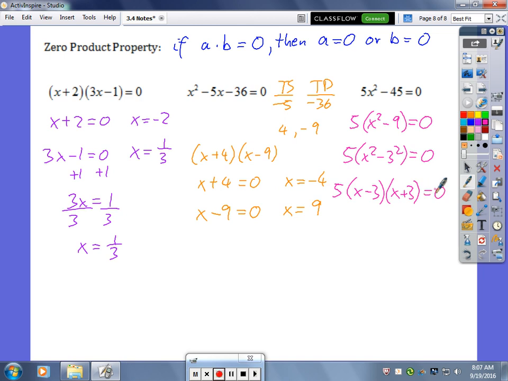And now let's go ahead and find our solutions. x minus 3 is equal to 0, therefore x is equal to 3. And x plus 3 is equal to 0, then x has to be negative 3.